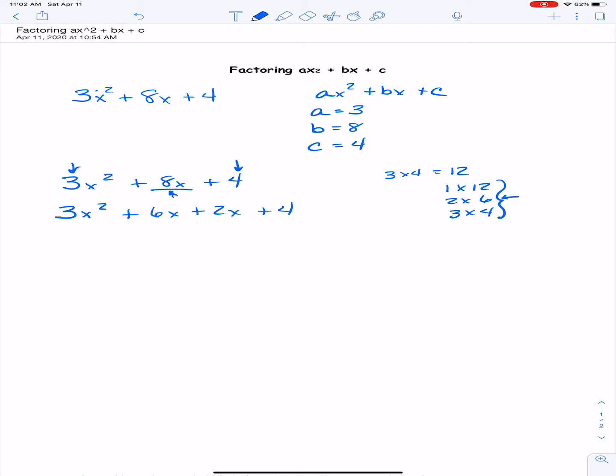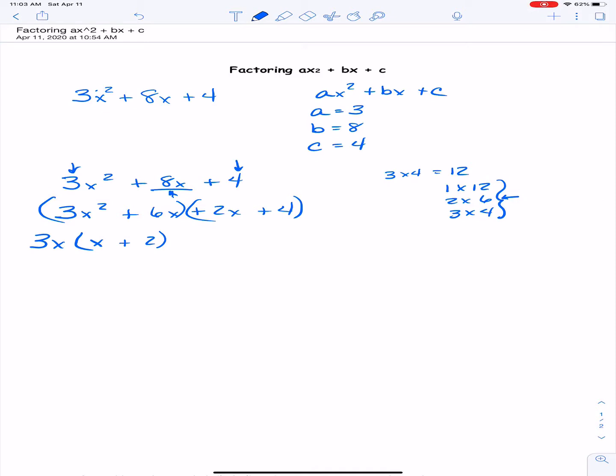Once we've got this set up, we're going to group the first group and group the second group, and then we're going to do something that we learned prior to this video, and factor each one of our groups. In my first group, I can pull out a 3x, which is my greatest common factor. 3x divides into 3x squared x times. 3x divides into 6x 2 times. So we have now factored our first group.